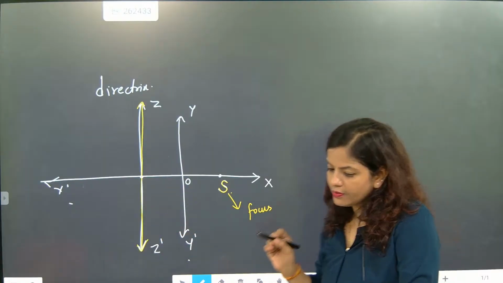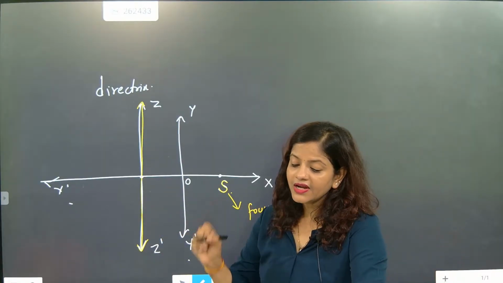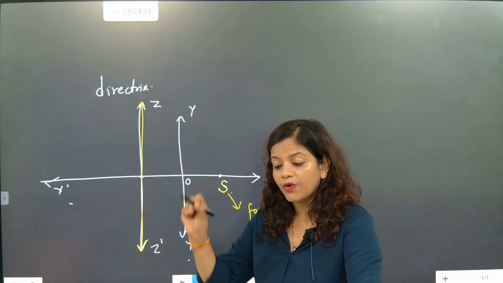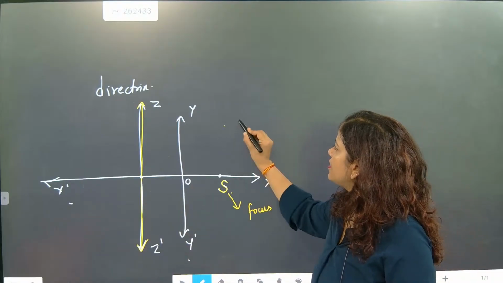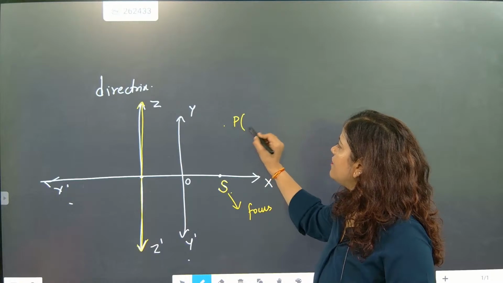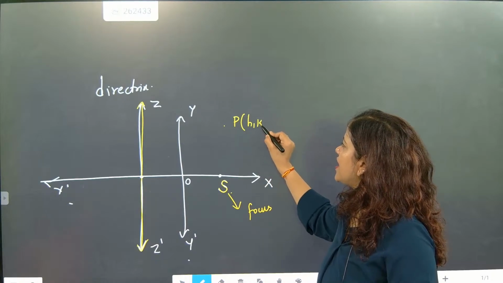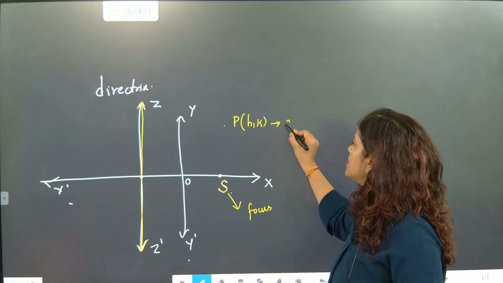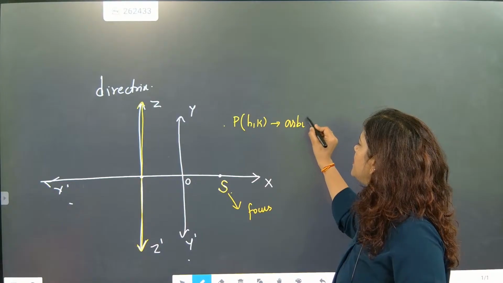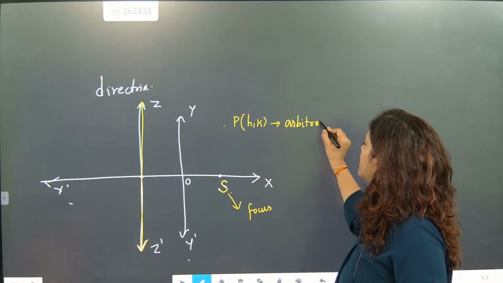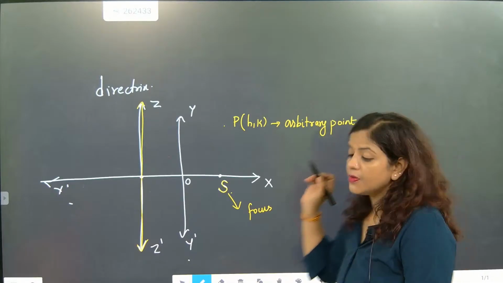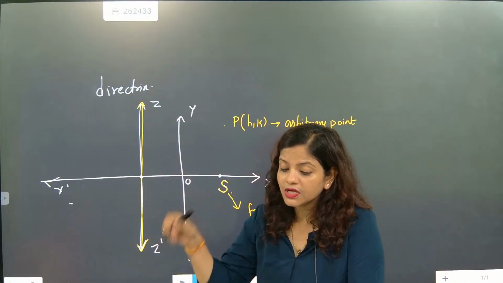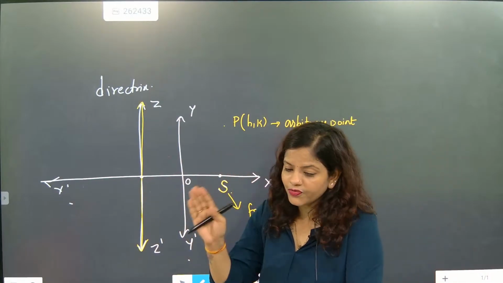Now, beta, one arbitrary point will be there. That arbitrary point will be a point on the curve. So we are going to take one arbitrary point P, and denote it with H and K. And beta, what is the meaning of an arbitrary point? The point which moves on the curve. It will not be outside the curve.